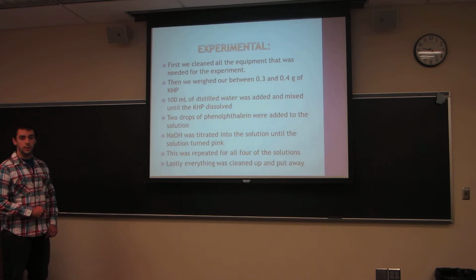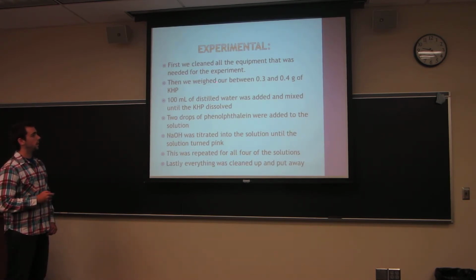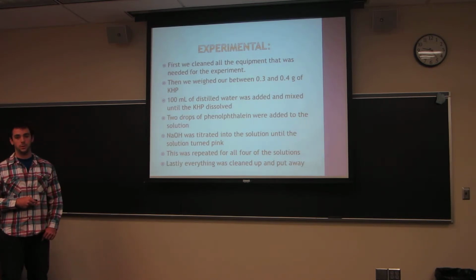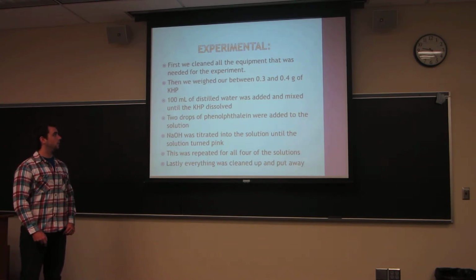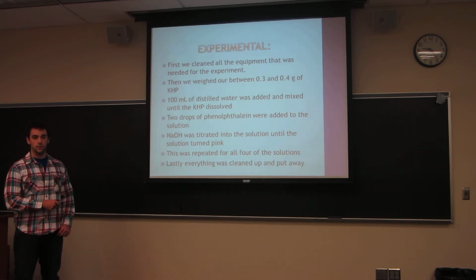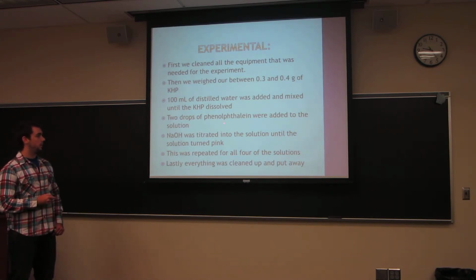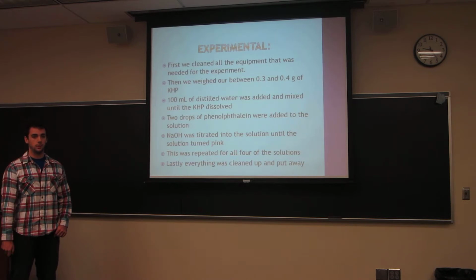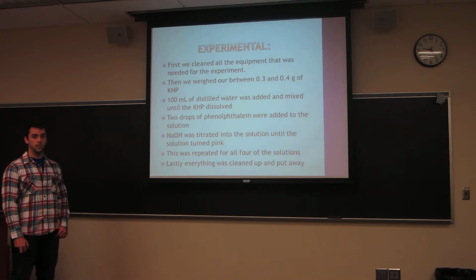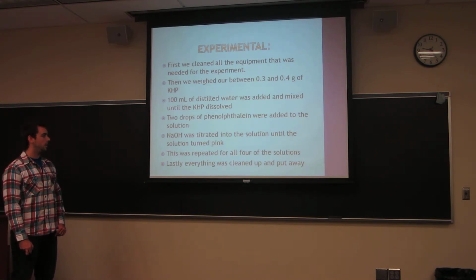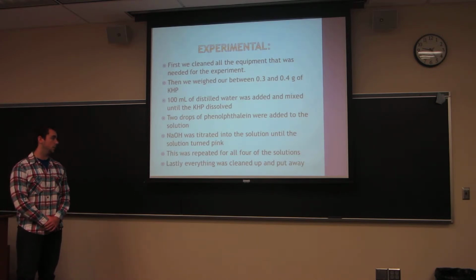For this experiment, first we had to clean up all of the equipment, make sure everything was clean, ready for us to use. And then we had to weigh out between 0.3 and 0.4 grams of the KHP. We added this to 100 milliliters of distilled water and mixed it until the KHP was completely dissolved within the water. Then we added 2 drops of phenolphthalein, which was an indicator to show when the titration was complete. The NaOH was titrated from the burette into the Erlenmeyer flask, and we continued to do this until the end of the experiment when the solution turned pink.